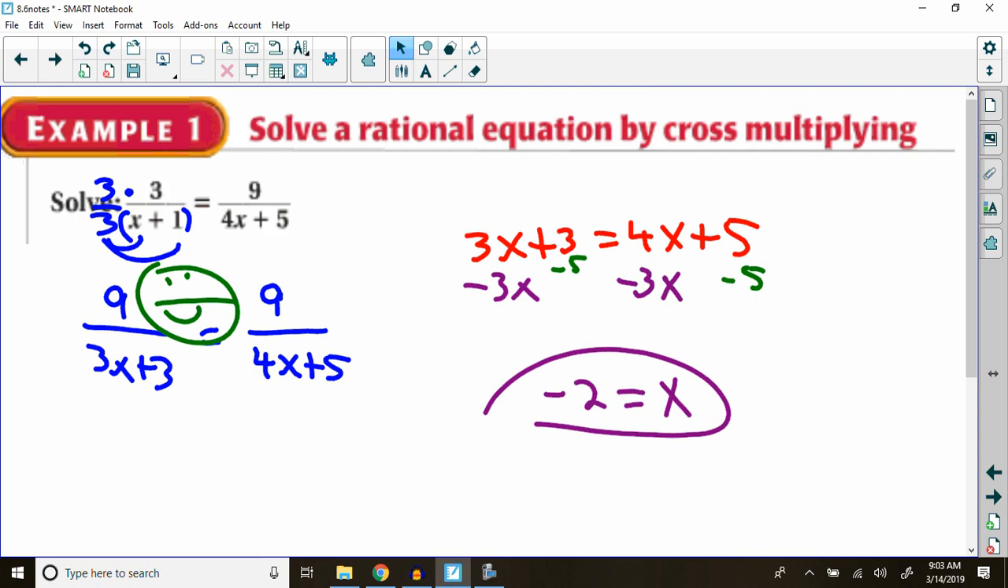Cool. Any questions, comments, concerns about this so far? Seems pretty easy if you have a proportion, right? If you have a proportion. What if you don't have a proportion? You want to make one.